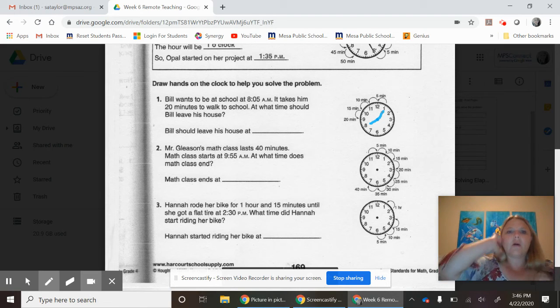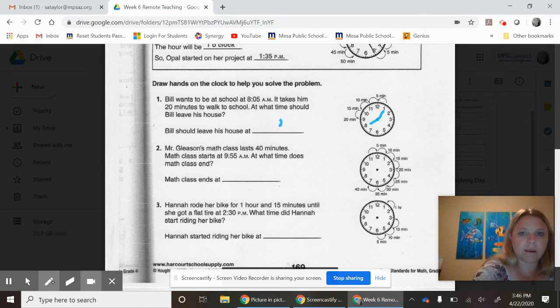Okay, now he wants to be at school then. It takes him 20 minutes to walk to school. At what time should he leave? Once again, you know that it's 8:05 and you need to work backwards. So that's why they have pointed these hours and they've helped you count to it. So if we go and it ends up on that 9, that means it's 5, 10, 15, 20, 25, 30, 35, 40, 45.